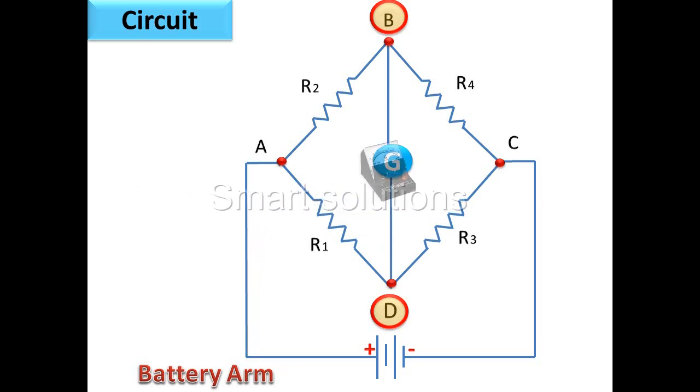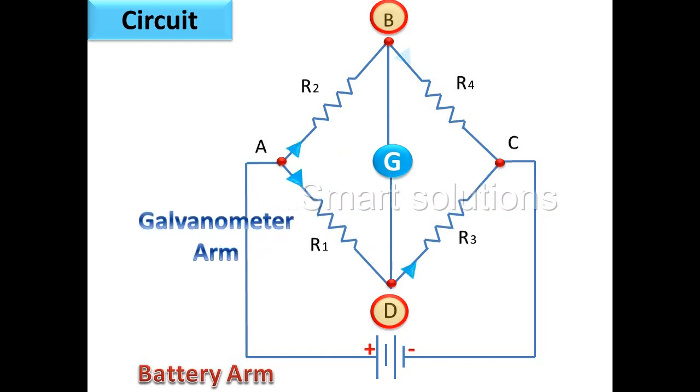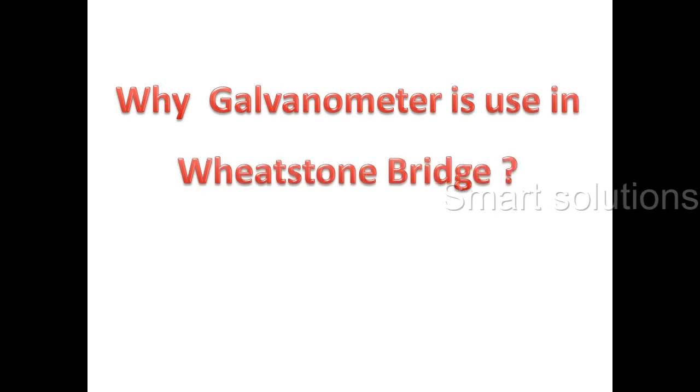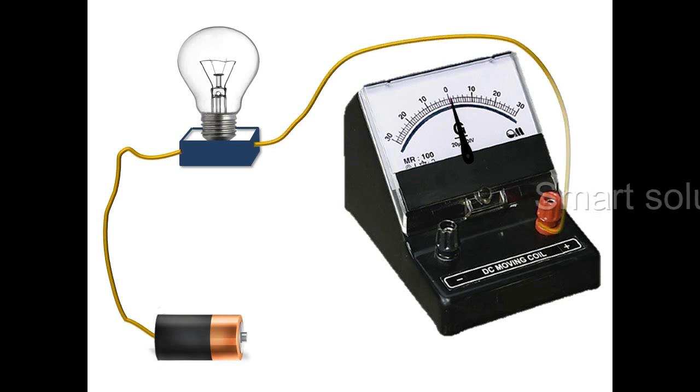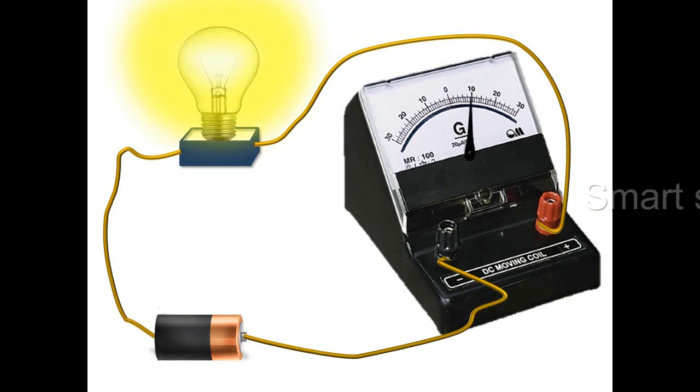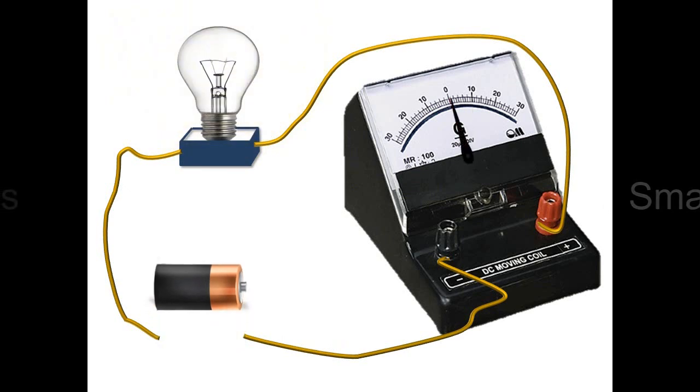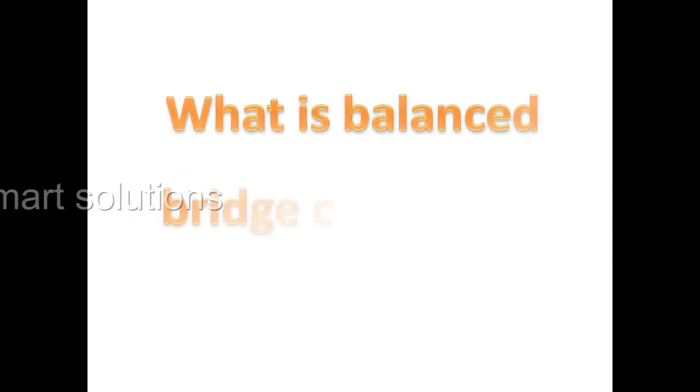Between the other two vertices B and D, a galvanometer G is connected. This line BD is called the galvanometer arm. Why is a galvanometer used in the Wheatstone Bridge? Because the galvanometer needle deflects when current is passing through it, and the needle rests at 0 when no current is passing through the galvanometer. A galvanometer is used in the Wheatstone Bridge to ensure that electric current is not passing through the points B and D.